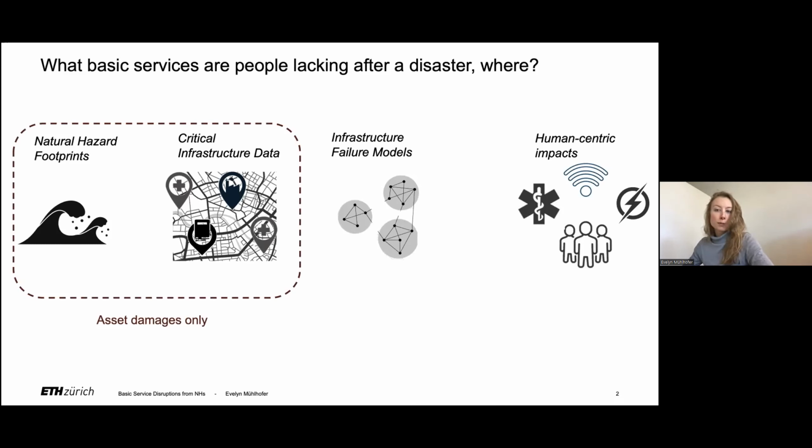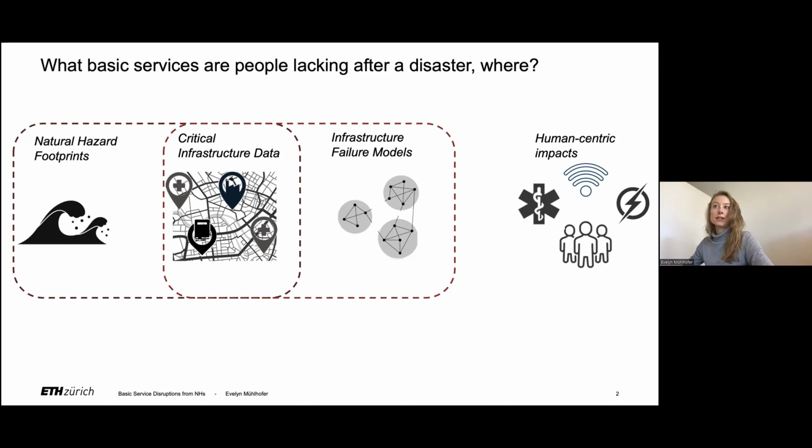So coming from a natural hazard modeling perspective, what is very typical is that those models stop at asset damages, whereas in the infrastructure modeling world, very often failure models are very small scale, detailed, and proprietary, whereas human impacts are generally not very often considered. So the good news is that we do have approaches both from the natural hazard community and from the infrastructure modeling community that can be used to bridge this.